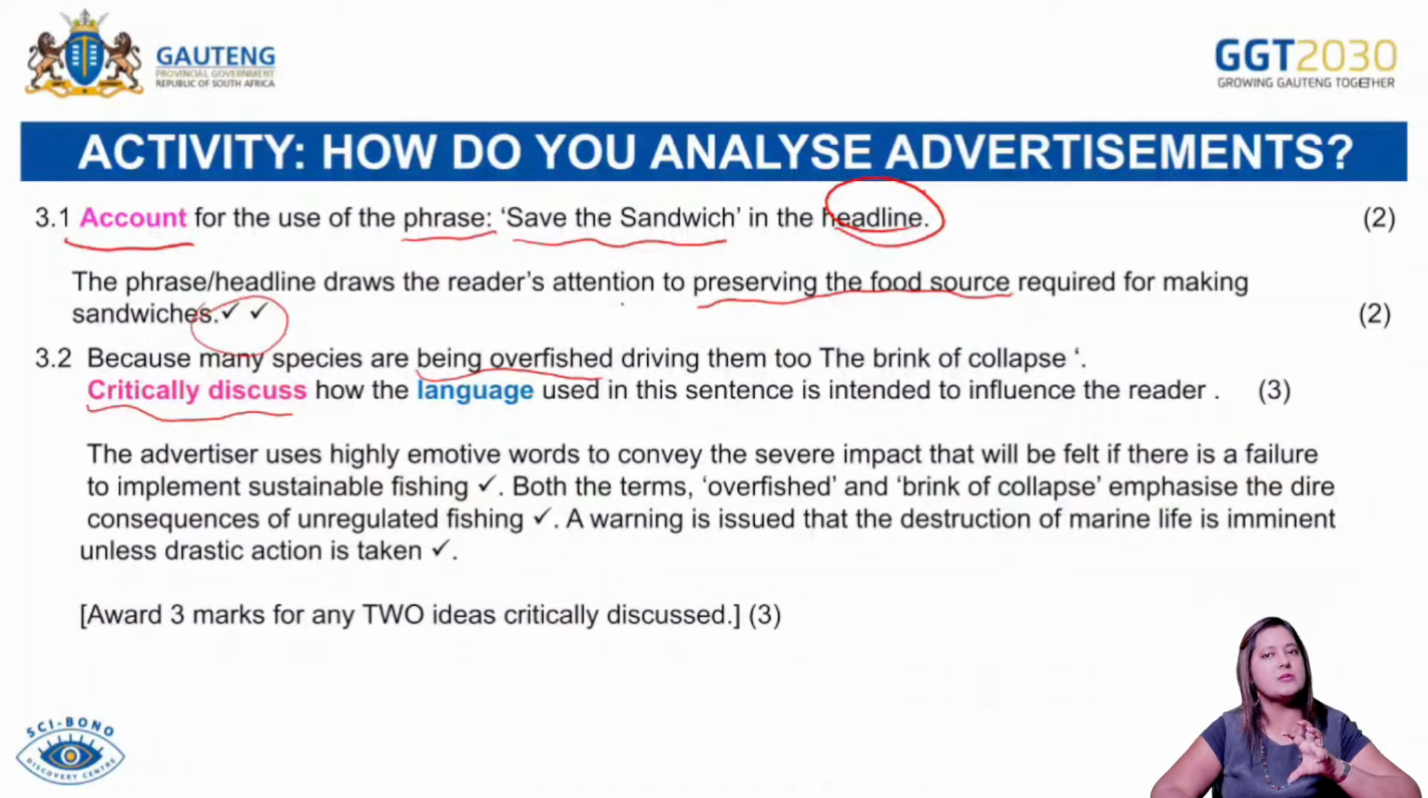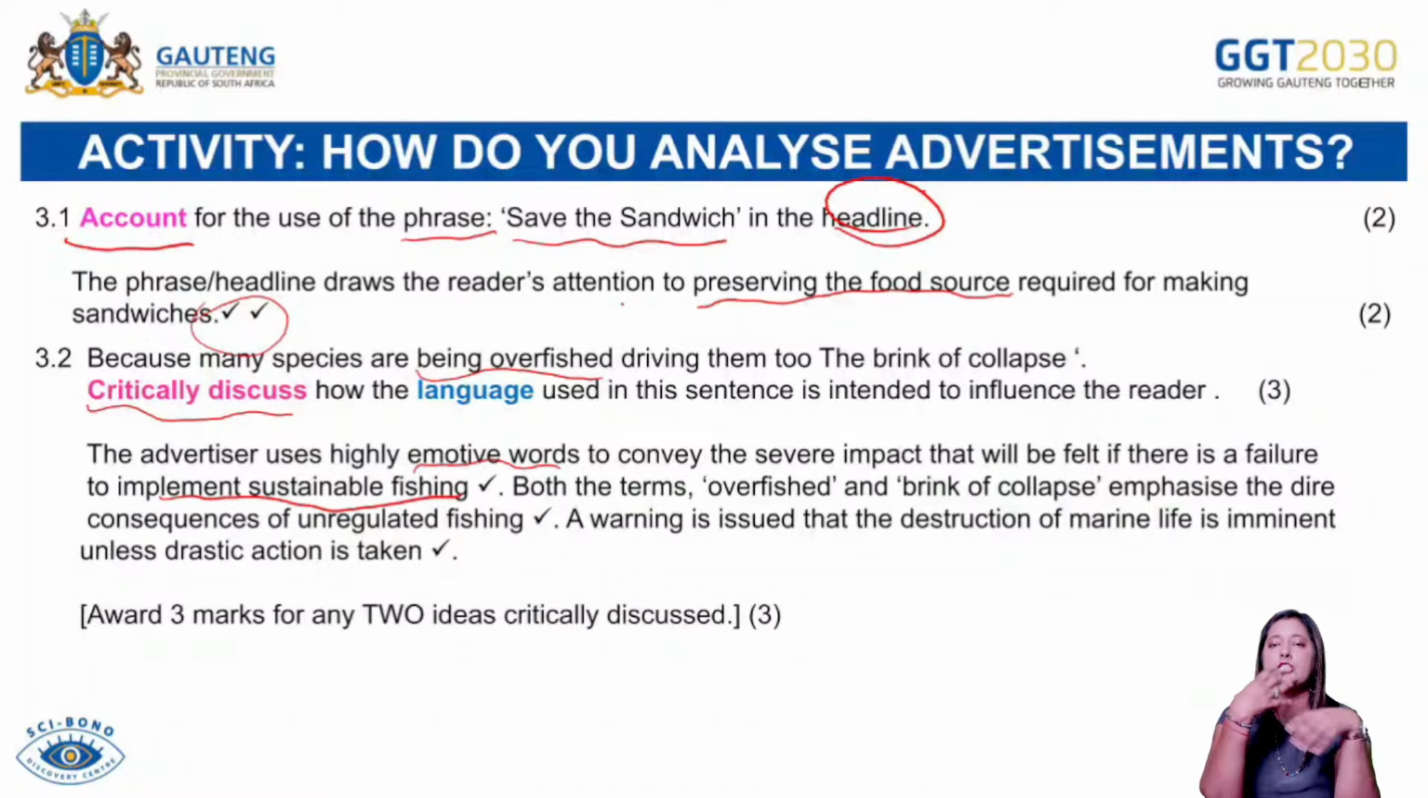That is the one where I spoke to you about looking at the mark allocation as a guideline to what's expected of you. So 2 ideas mentioned and the critical comment coming in that justifies the 2 ideas. Right. So the answer given in the memo was, the advertiser uses highly emotive words to convey the severe impact that will be felt if there is a failure to implement sustainable fishing.